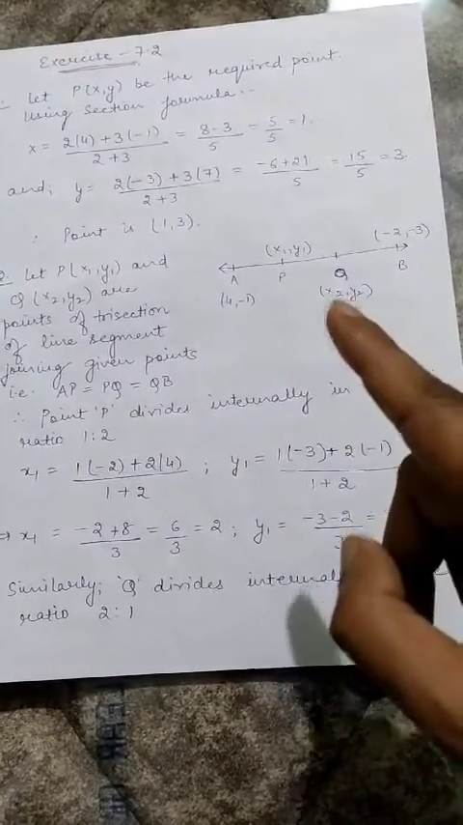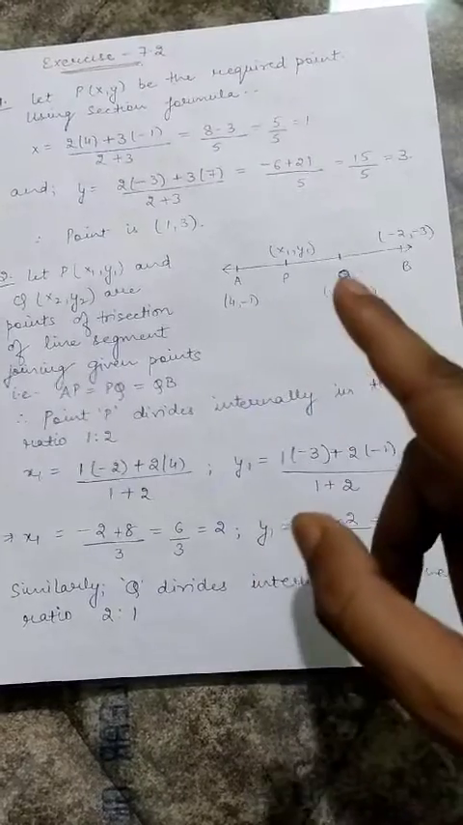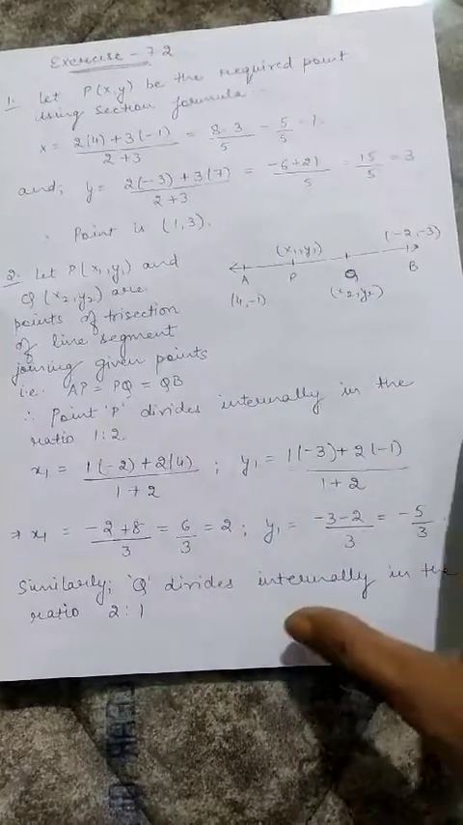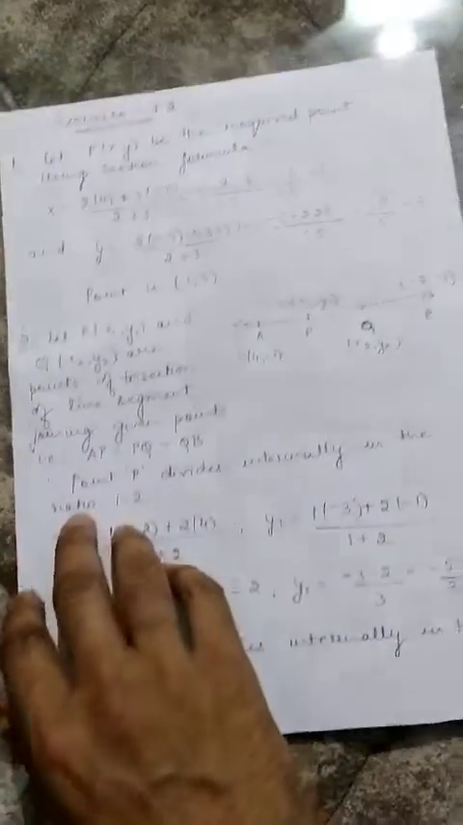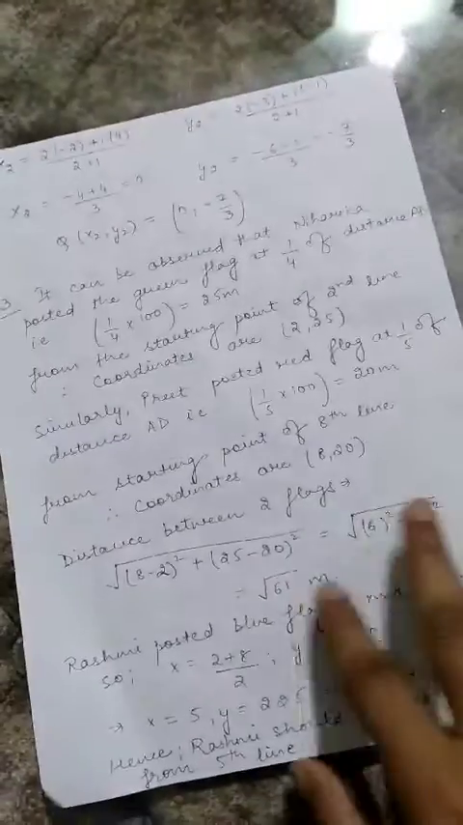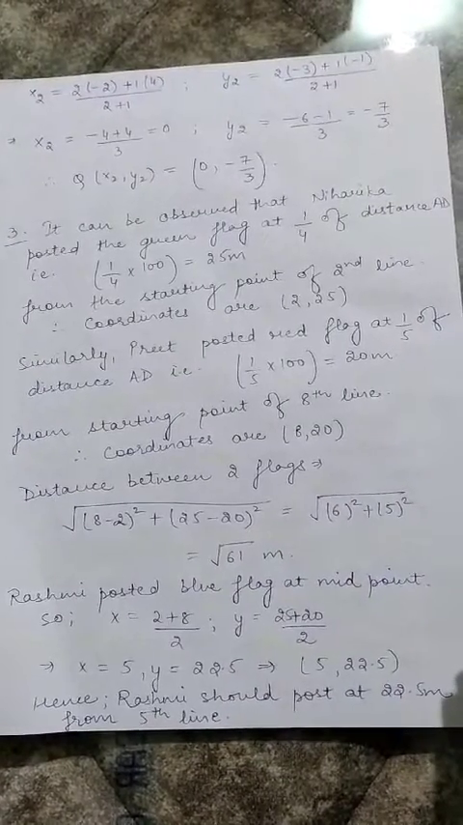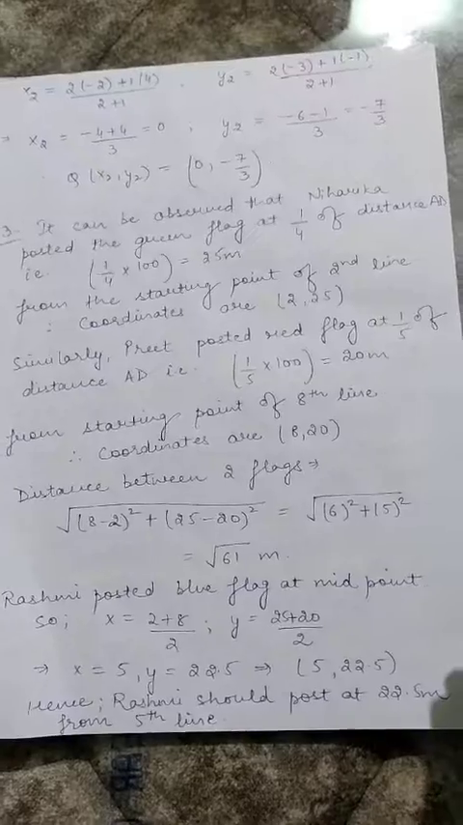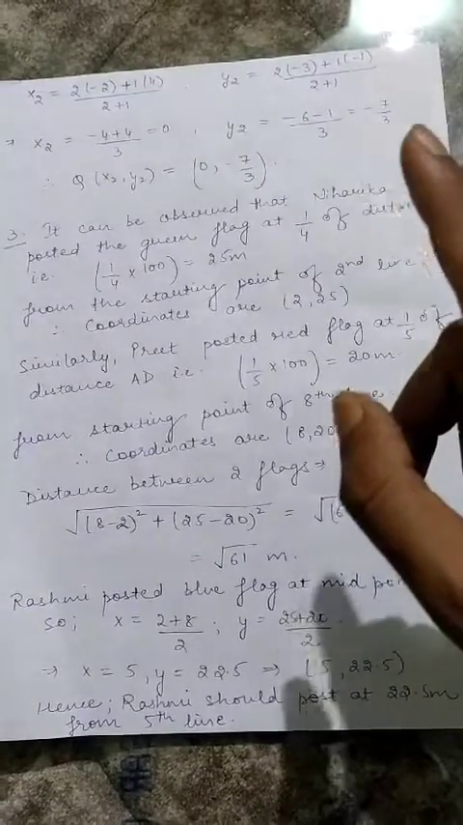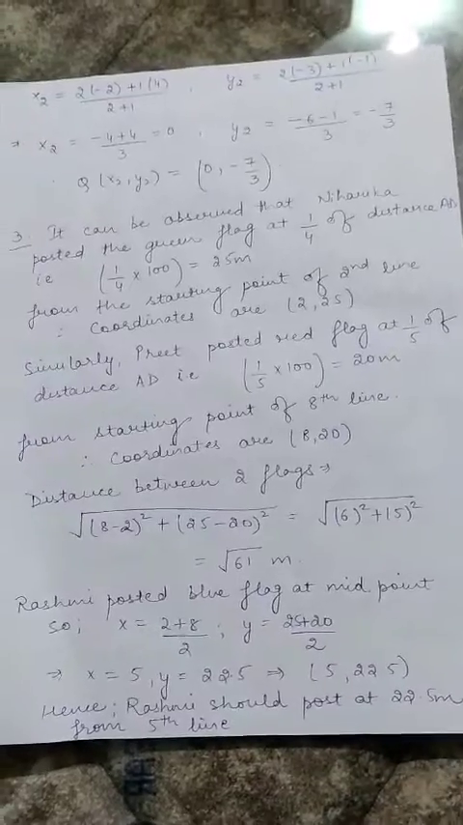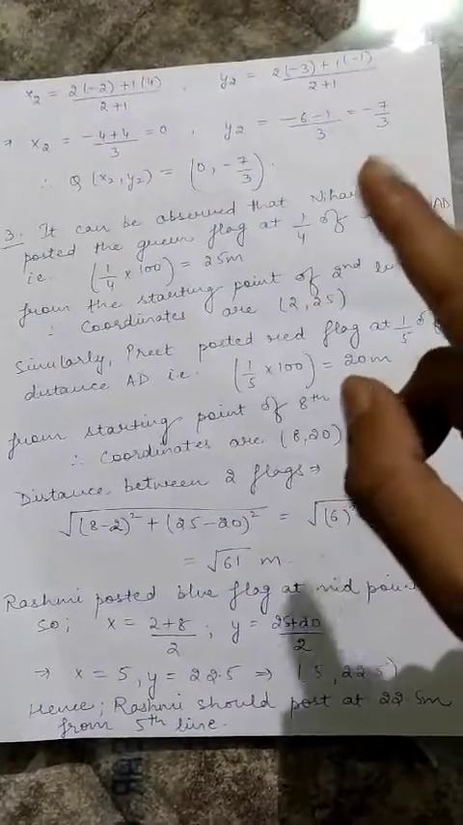Similarly for point Q, it divides in the ratio 2 to 1. For A to Q it's 2, for Q to B it's 1. So the value of m1 is 2 and the value of m2 is 1. On solving we get x2 equal to (2 times minus 2 plus 1 times 4) upon (2 plus 1), and y2 equal to (2 times minus 3 plus 1 times minus 1) upon (2 plus 1). So x2 equals 0 and y2 equals minus 7 upon 3.